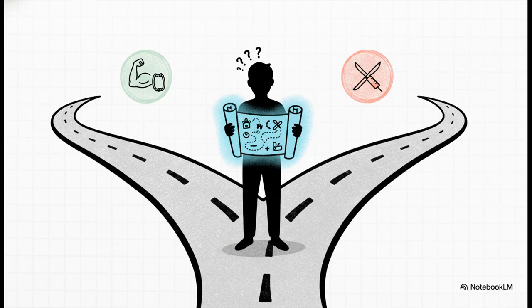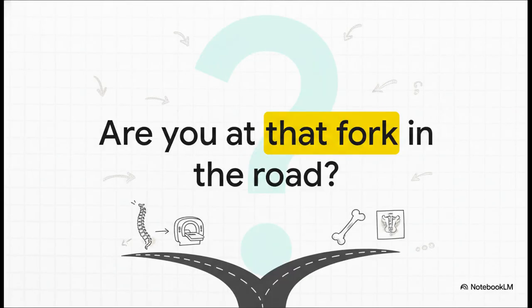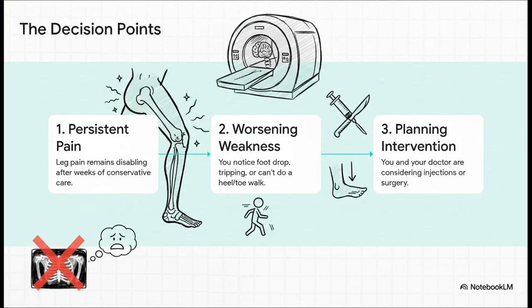Its job is to give you a detailed map right when you have to choose which path to take. So this is the question to ask yourself right now, honestly. Are you actually at that fork in the road? That MRI becomes an absolutely essential map when you've hit one of these three big decision points.